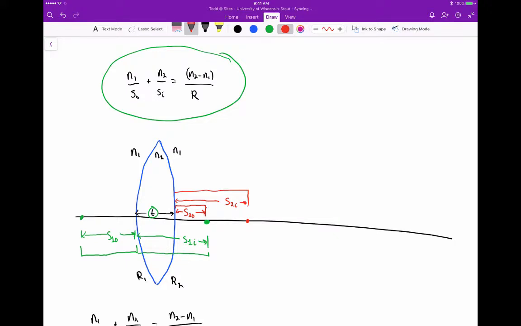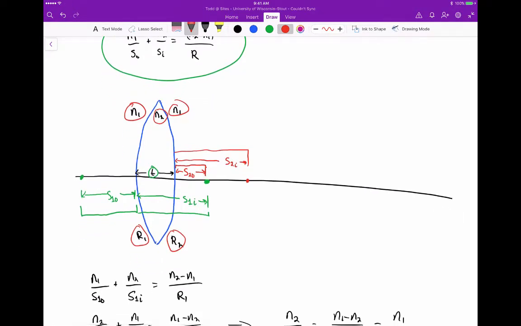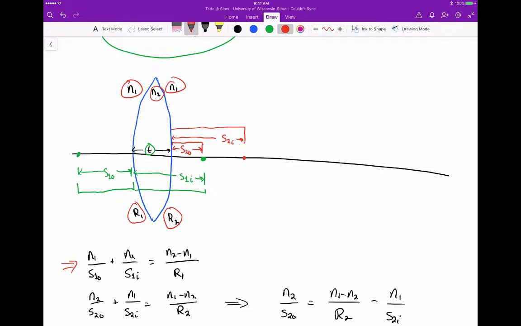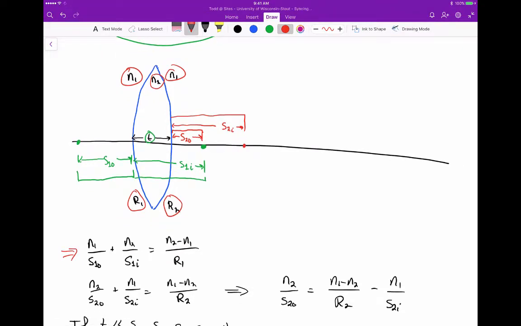So we're assuming that the material on either side of the lens is the same, has the same index of refraction. The lens itself has index of refraction n2, and then the radii of curvature of the two surfaces are r1 and r2. So writing out the equation for refraction at a surface for the first surface, we get this equation here. I'm going to go ahead and rewrite the equation for the refraction at the second surface in terms of n2 over s2o.